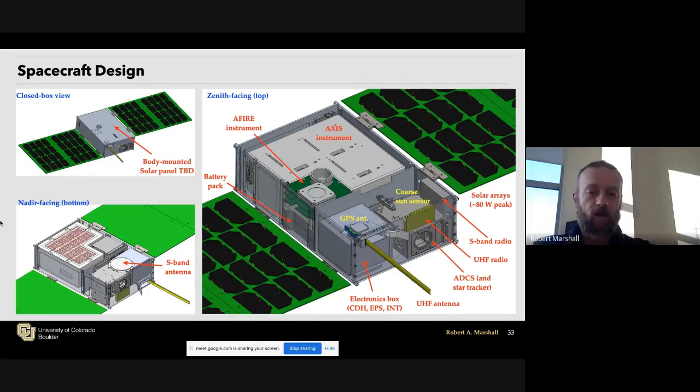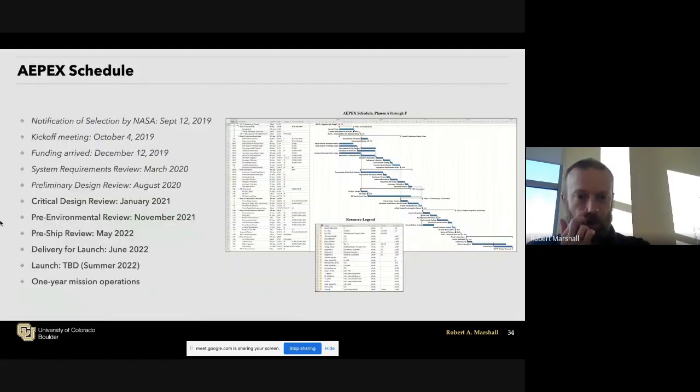We're kind of past the preliminary design, moving into critical design, which means hammering out all of the details of where everything goes and what fasteners we're using. But a lot of that detail, of course, is still to come. So speaking of which, here's where we are in the development.